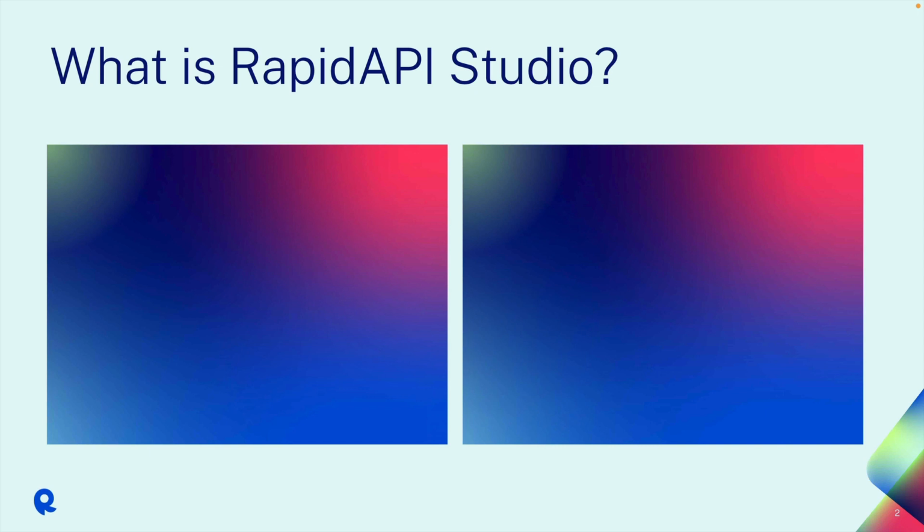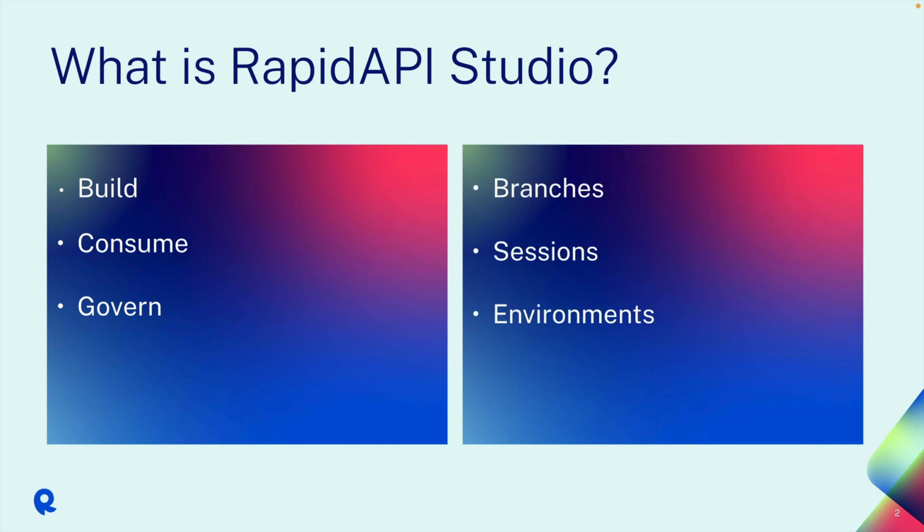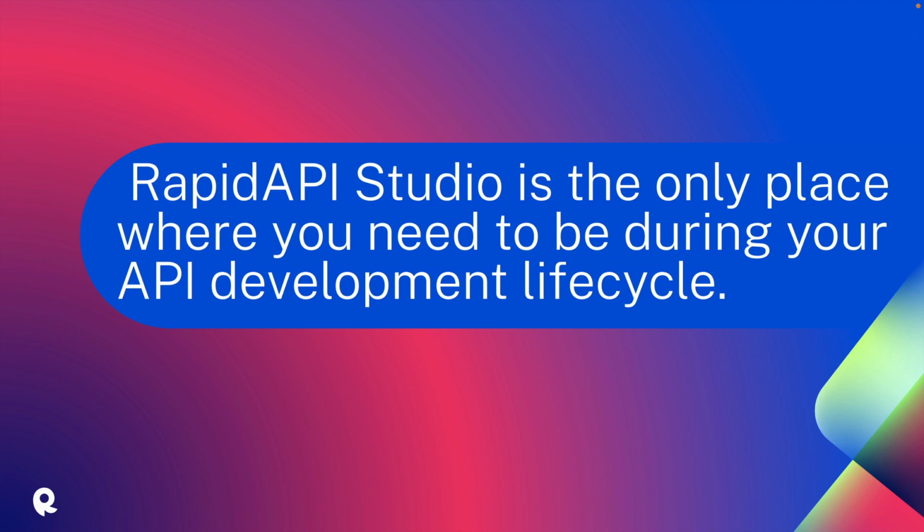What is RapidAPI Studio? RapidAPI Studio houses different RapidAPI products into a single platform to provide an integrated user experience to build, consume, and govern APIs. It has the power of RapidAPI Provider to help you publish your APIs on RapidAPI Hub. It utilizes the strengths of PAW to create different branches, sessions, and environments to quickly debug your APIs. In simpler words, RapidAPI Studio is the only place where you need to be during your API development lifecycle.